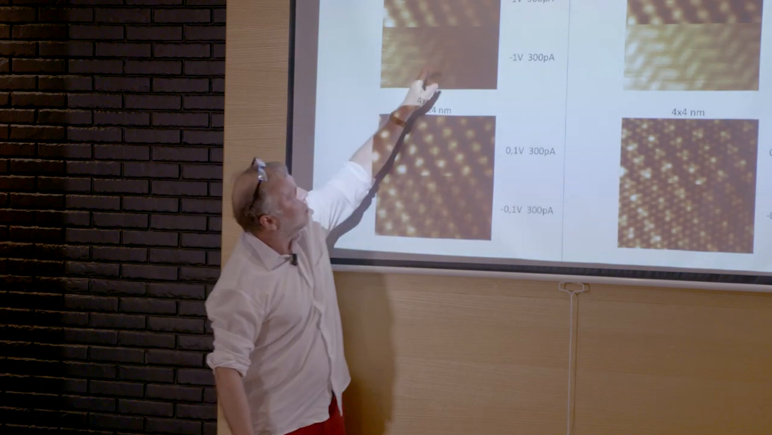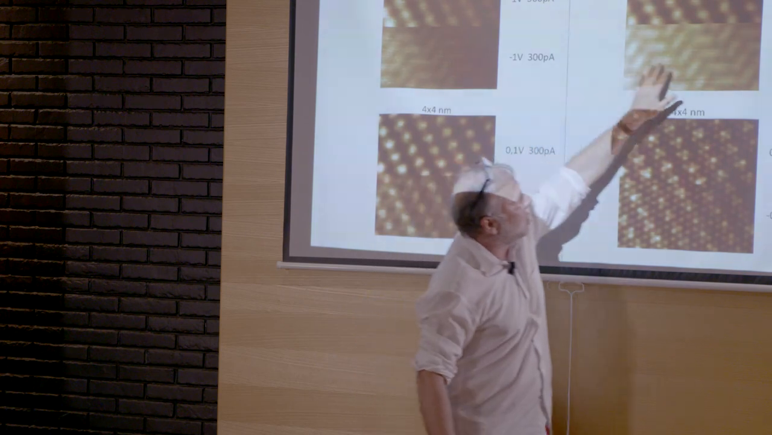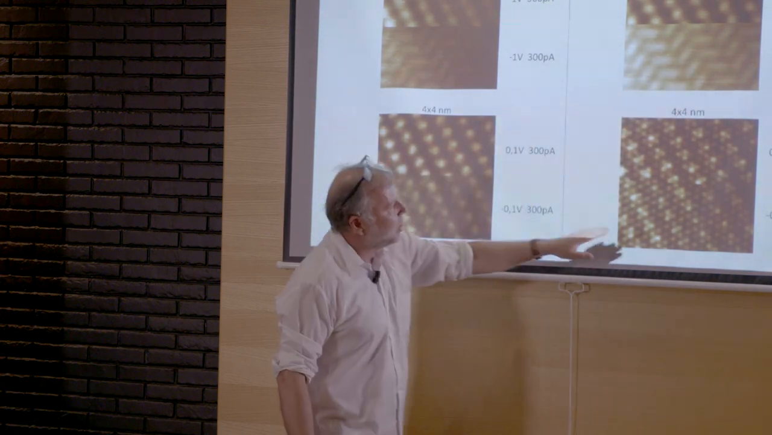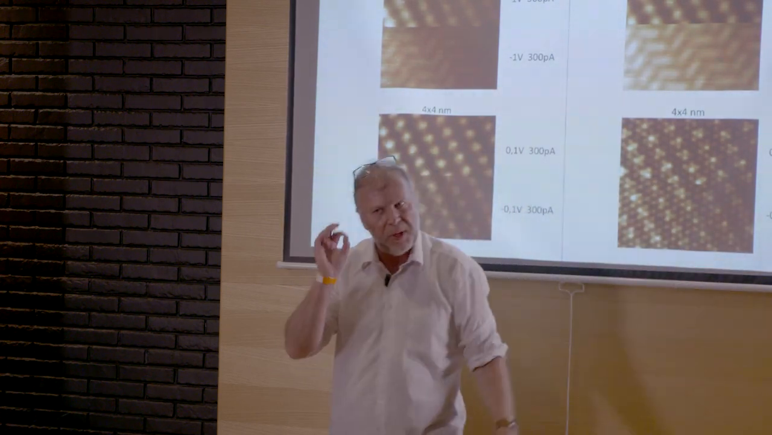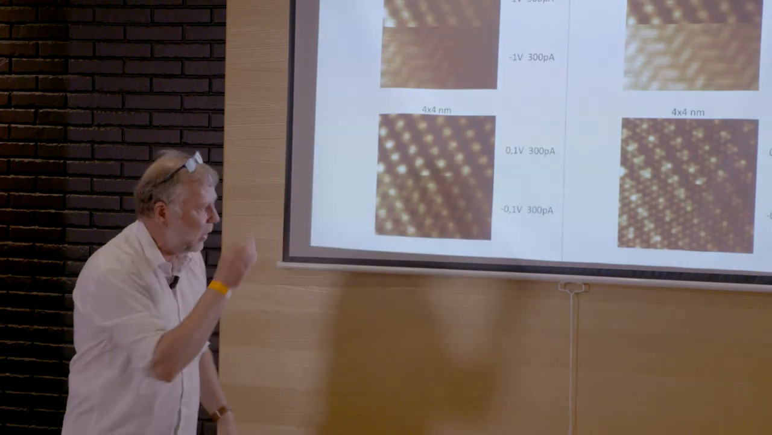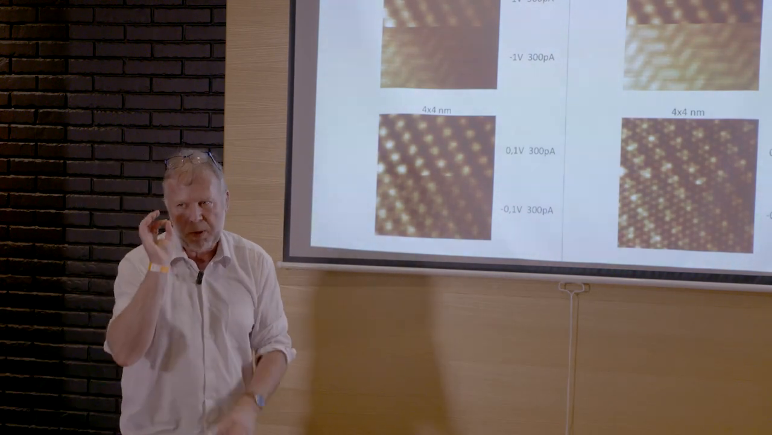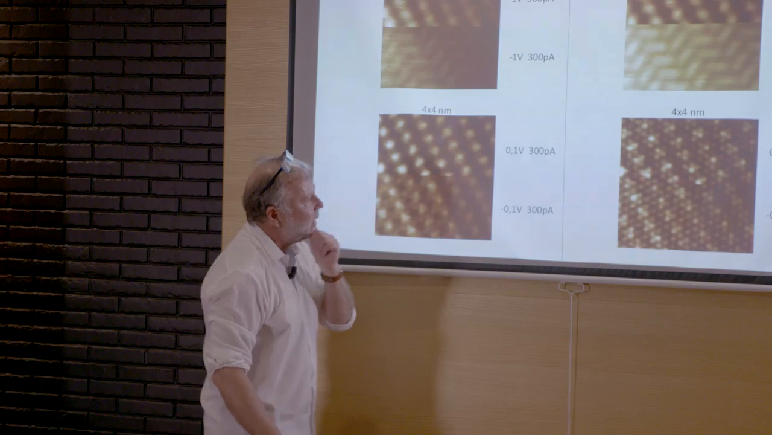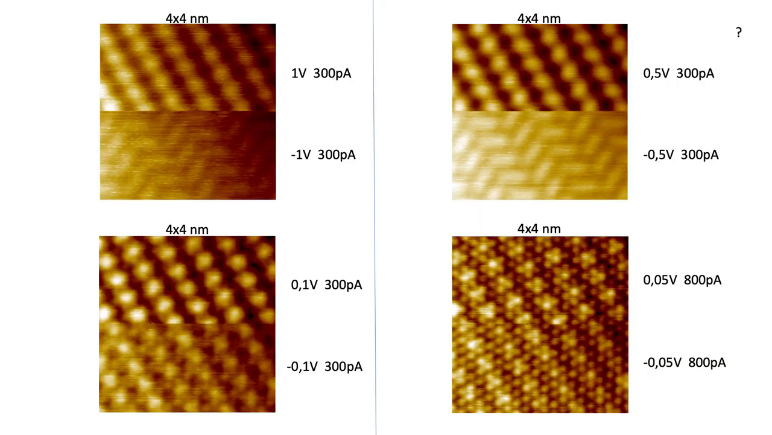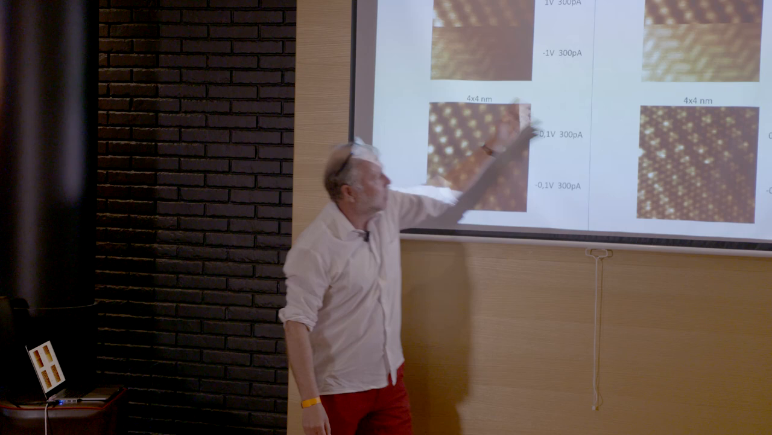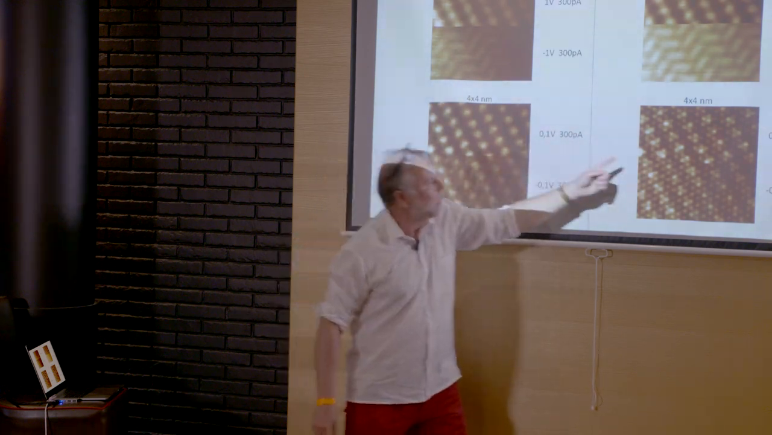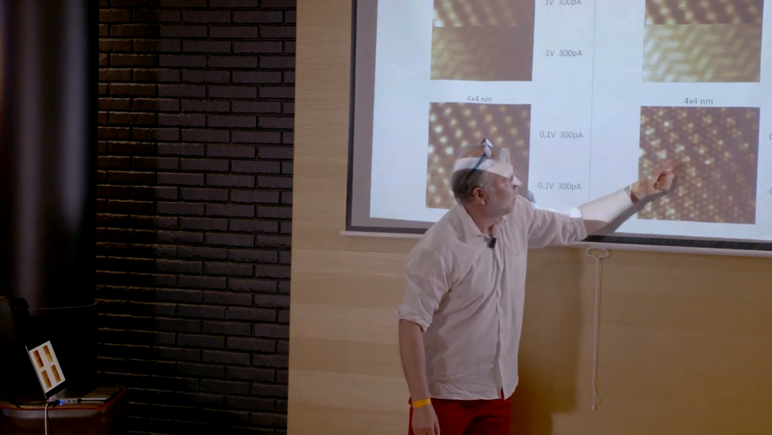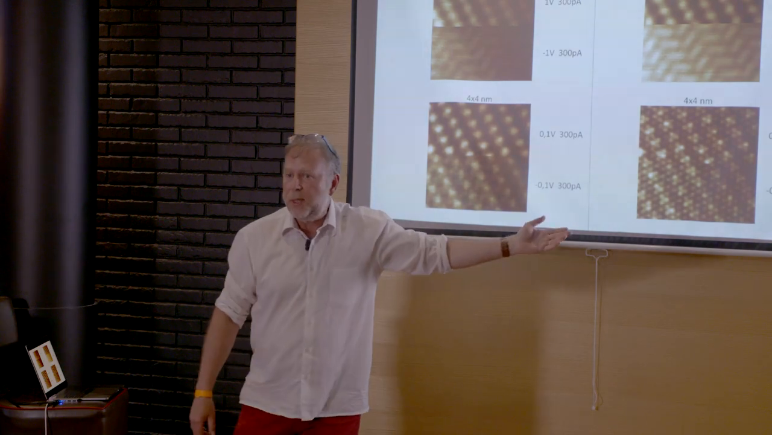You can decrease the energy to a very small one. 50 milli-eV is very small. 50 millivolts for an electron is very, very small. And in fact, at this energy, this is the way the electrons are arranged, completely different than at higher energy. So the question is, you see the rectangles are there. Okay, so the question is what we see here.